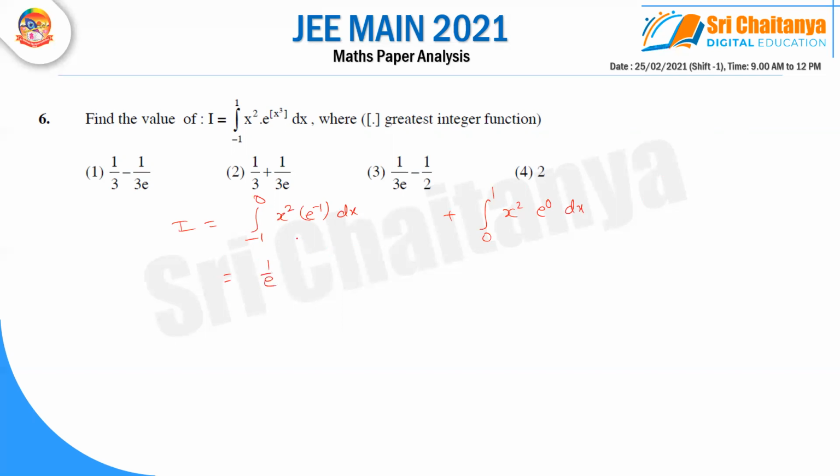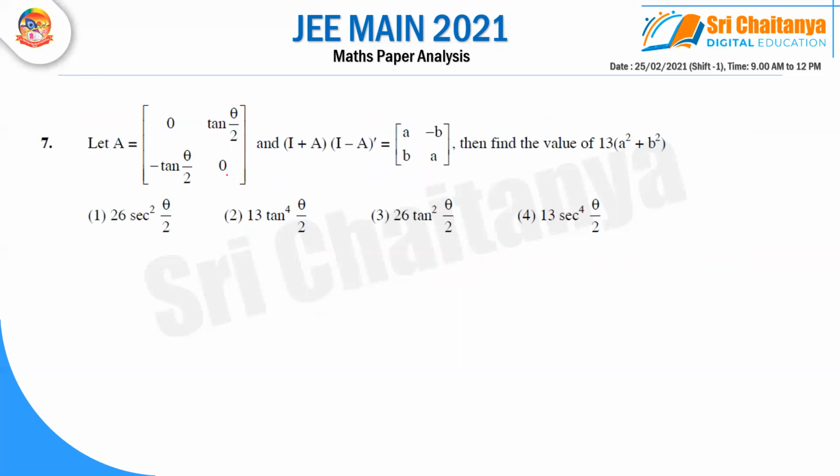So I will be getting 1 by e into x cube by 3 from -1 to 0, plus x cube by 3 from 0 to 1. So here I will be getting something like 1 by e into minus 0. When you substitute 0, minus of minus will be plus. So 1 by 3 plus 1 by 3. So the answer will be the second option.